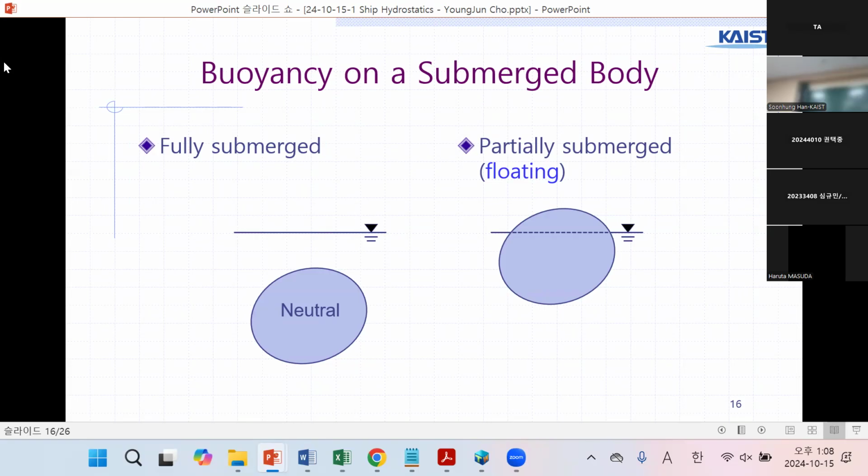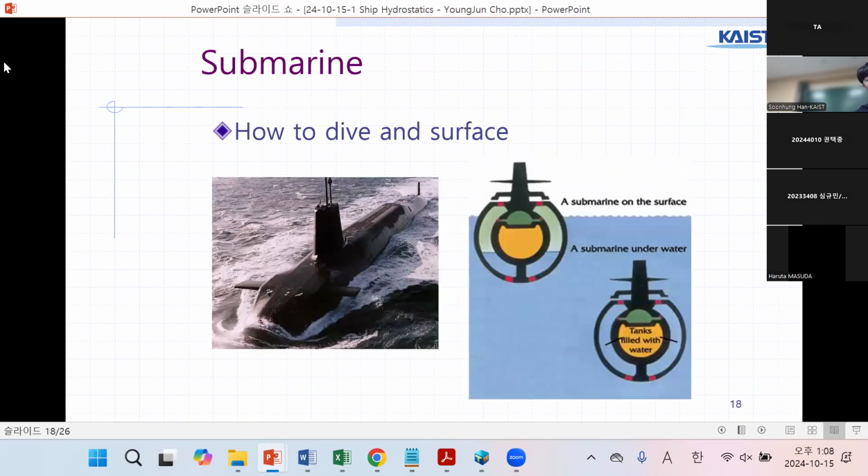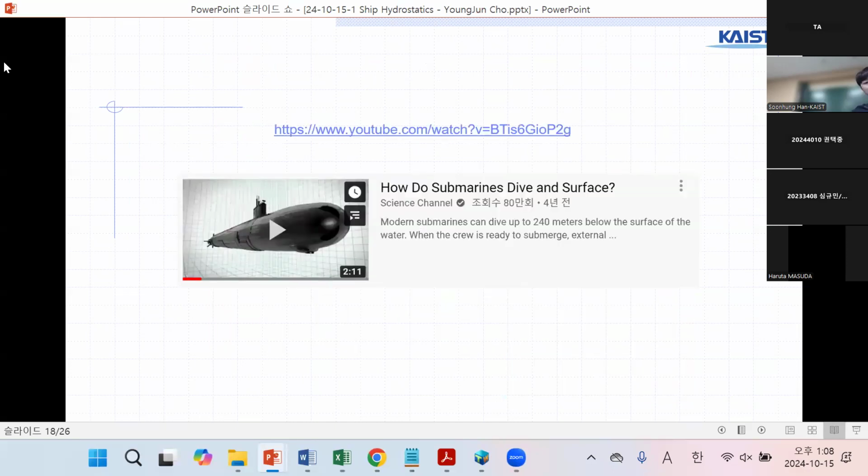So for example, the iceberg. As you can see, an iceberg has a lot of submerged volume, so it will experience a lot of buoyant force. And similarly, a submarine can dive and float on the surface due to the same principle of buoyancy. So let's watch how a submarine dives and floats.